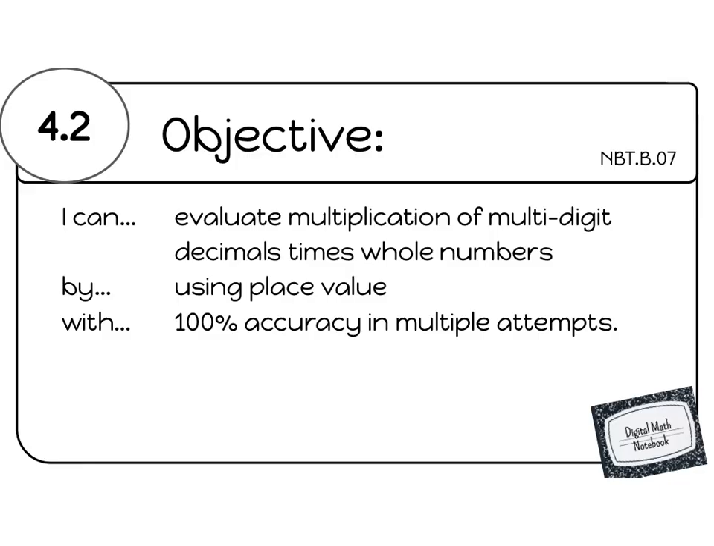Today's objective is I can evaluate multiplication of multi-digit decimals times whole numbers using place value with 100% accuracy in multiple attempts. Pause now to type your I can and by statement into your digital math notebook.